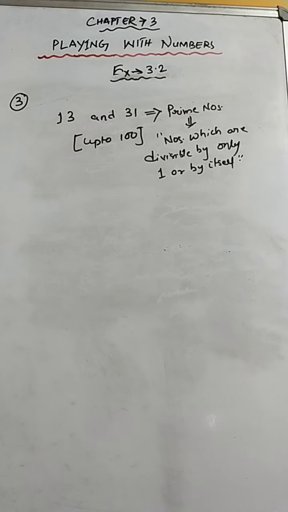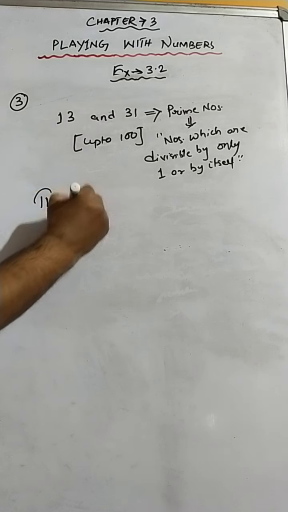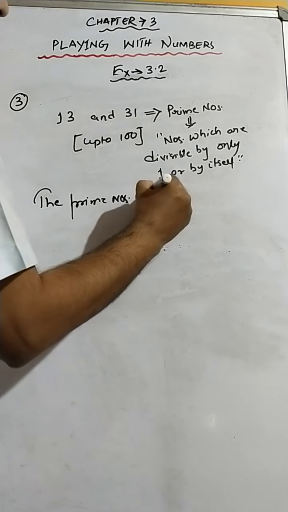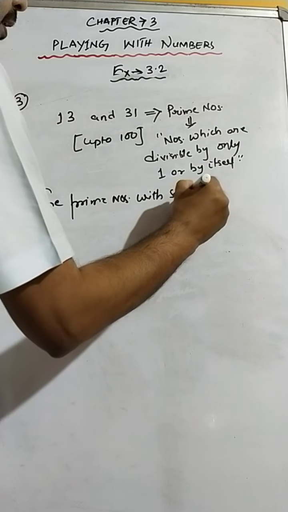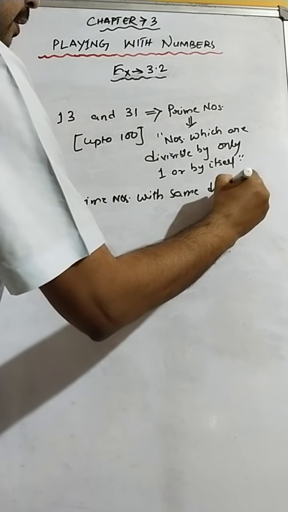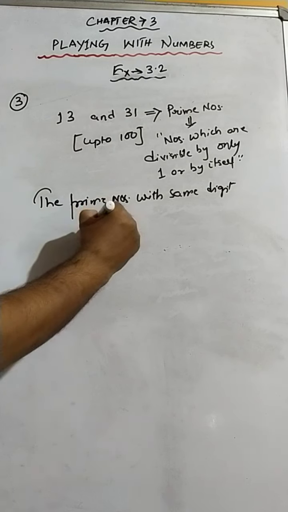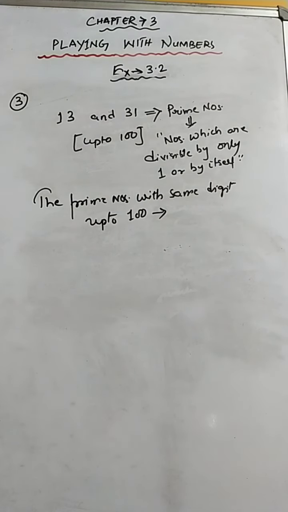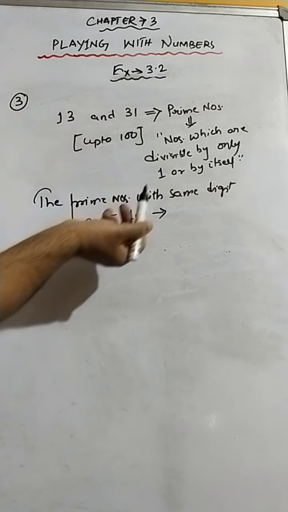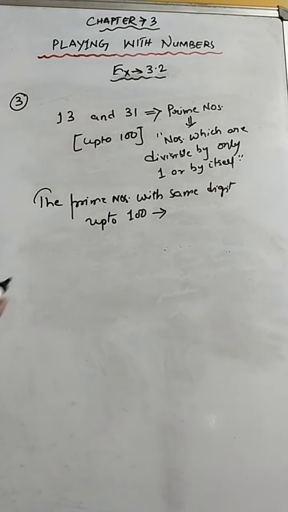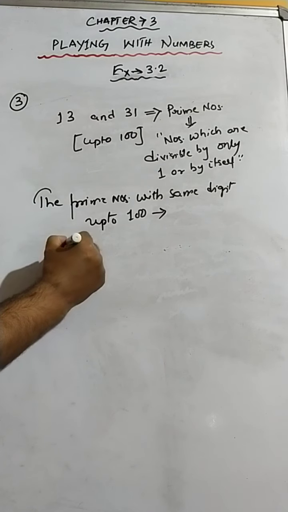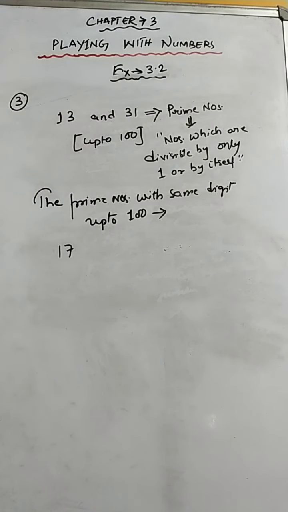So we'll write the statement as the prime numbers with same digits, up to 100. Fine. So what is the next prime number to 13? We'll check. What is the next prime number to 13? It is 13, 14, 15, 16 and 17. Yes. Now 17 is also a prime number.